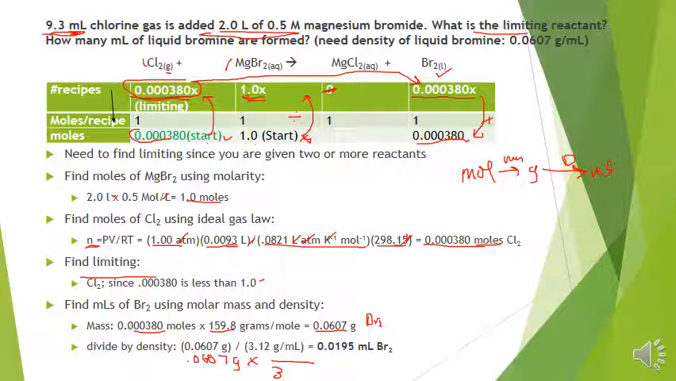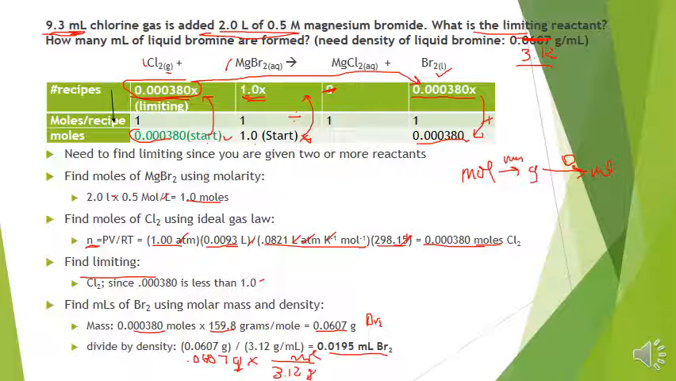Actually, I didn't. That's the wrong one. Per grams, mils. Okay, the grams cancel out. You end up with 0.0195 mils of bromine. Okay, this is wrong. All right. Okay, that should be 3.12. Sorry about that. Okay, maybe that confused it, but hopefully you'll see what I did here. So you could either divide by the density, or you could do dimensional analysis. You end up with the same amount.